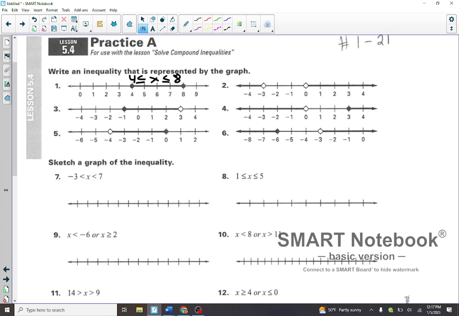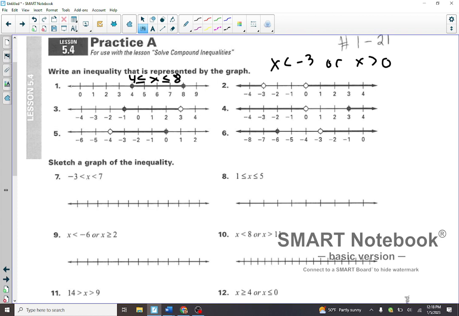Number 2, they're going opposite directions. So because they're going opposite directions, that's an or statement. So in this case, x is less than, not equal to, because there's an open circle, -3. So that's the first part. That's this part right here. Or x is greater than 0. So x is less than -3, or x is greater than 0.